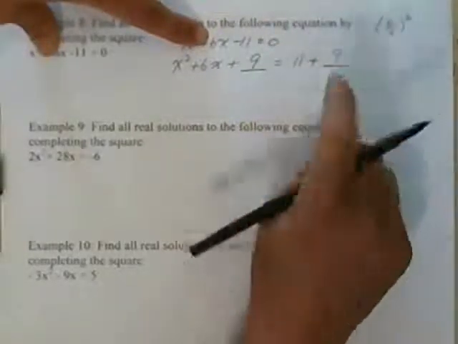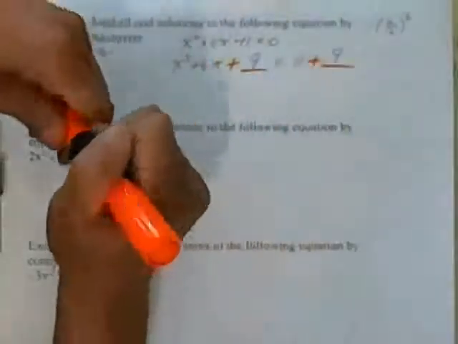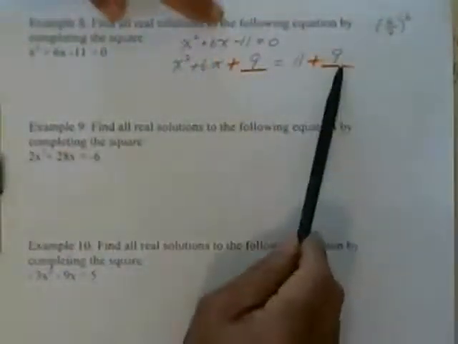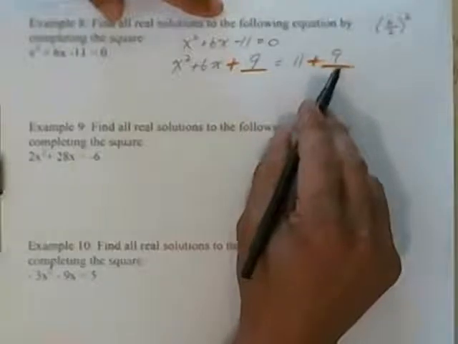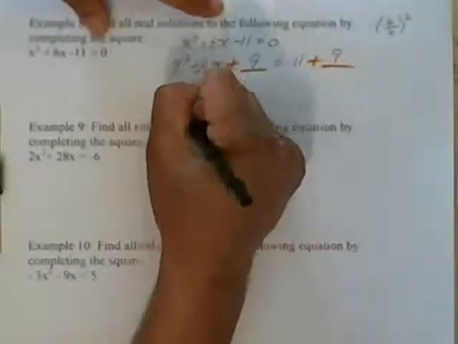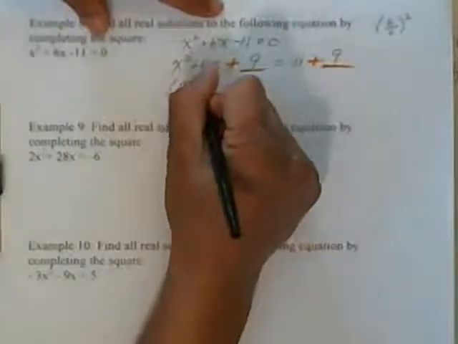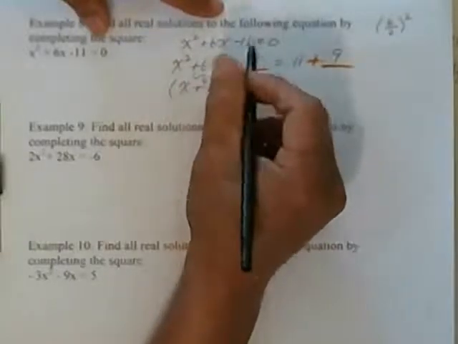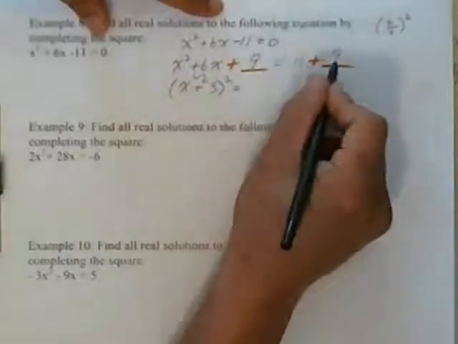We add 9 to the right side. You notice I put plus something. Very important. A lot of students forget to put the plus something on the right side. That's a common mistake. So for good practice, I always have my students write plus something on the right side. Let's factor this out. You end up with x, drop the plus, half of 6. It's always half of the coefficient of the linear term, which is 3, squared is equal to 11 plus 9, which is 20.